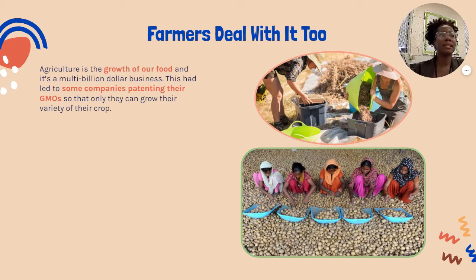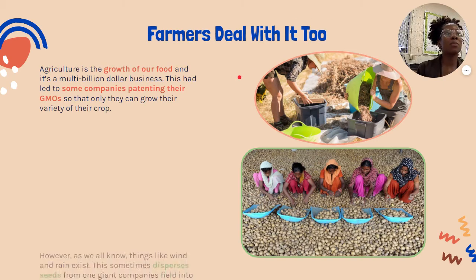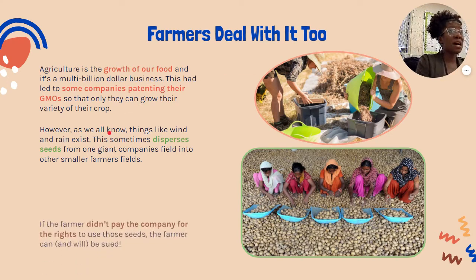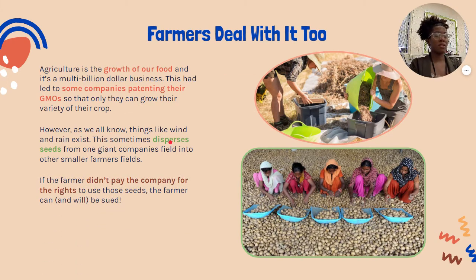So some companies decided to patent their specific strains, their specific GMOs, so that only they can grow their variety of the crop. But the problem is, wind and rain exist. So wind and rain may take seeds from the company's fields and blow them onto someone else's fields. If the company finds out that these seeds somehow blew onto someone else's field, the company actually has legal standing to sue that farmer.